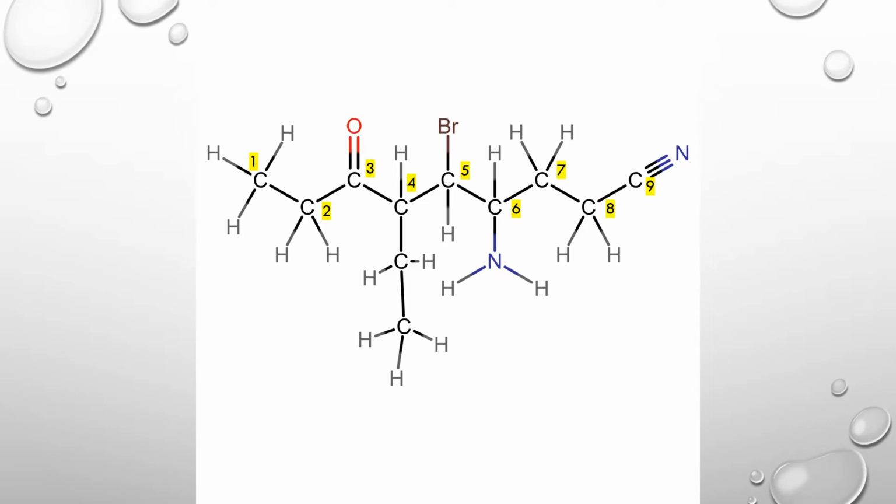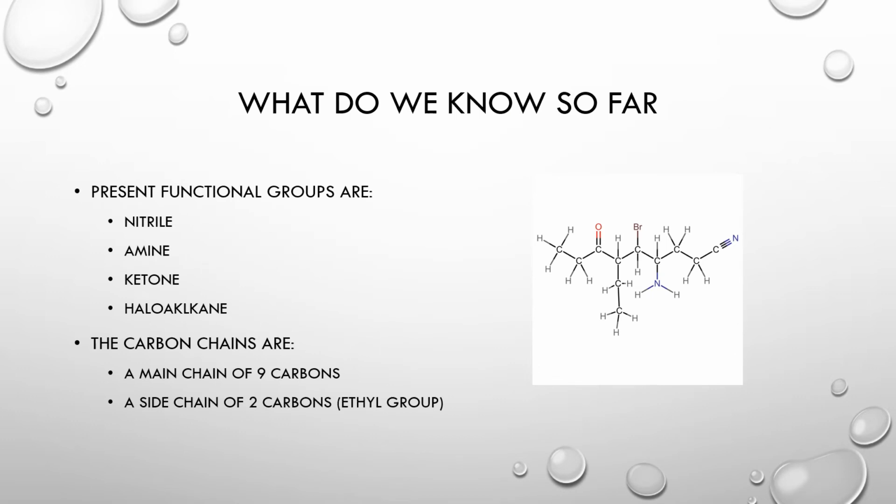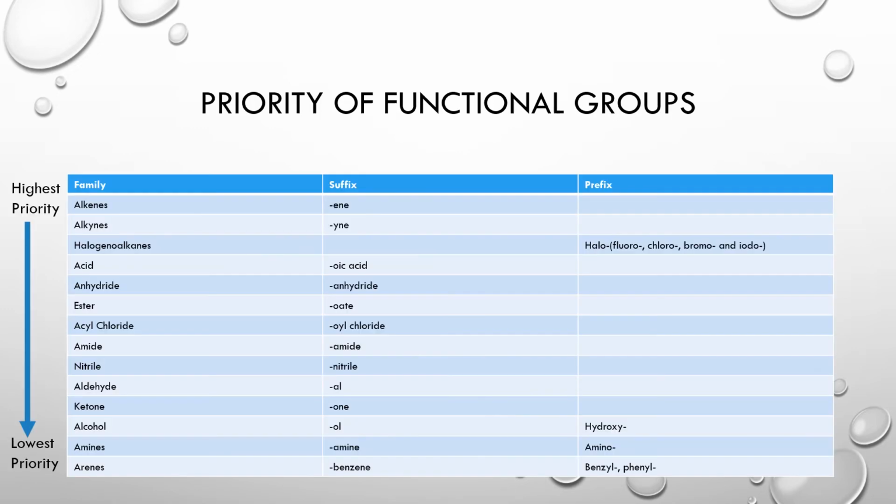But we've also got a couple of other carbons bonded onto carbon 4, so we could call that an ethyl side group, and that's caused by having 2 fully saturated carbons bonded onto the 4th carbon. So now if we want to have a quick summary of what we know, we know there are 4 functional groups present, and we know we've got a main chain of 9 carbons with a side chain of 2 carbons.